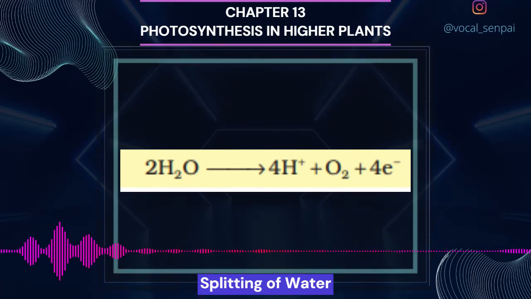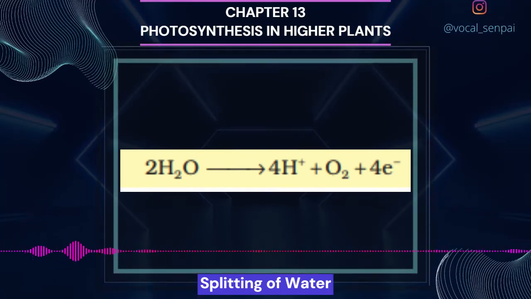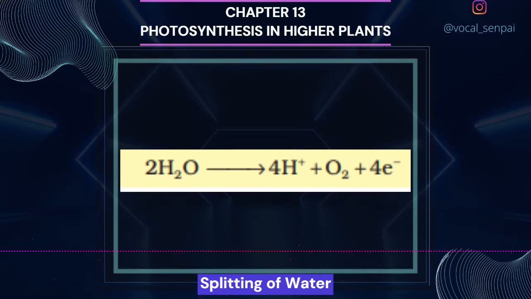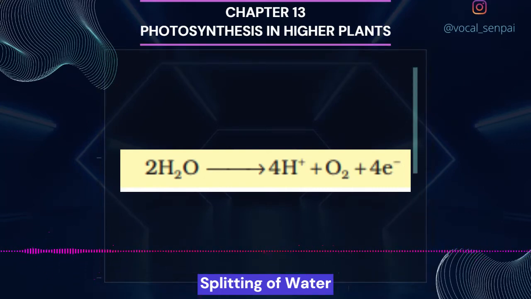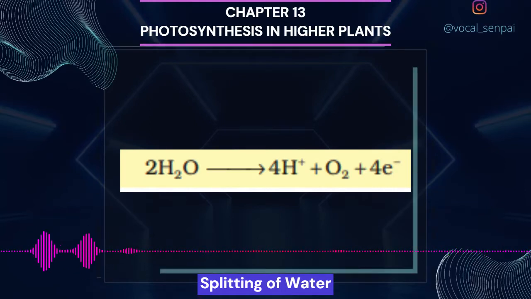Water is split into 2H+, O, and electrons. This creates oxygen, one of the net products of photosynthesis. The electrons needed to replace those removed from photosystem I are provided by photosystem 2.